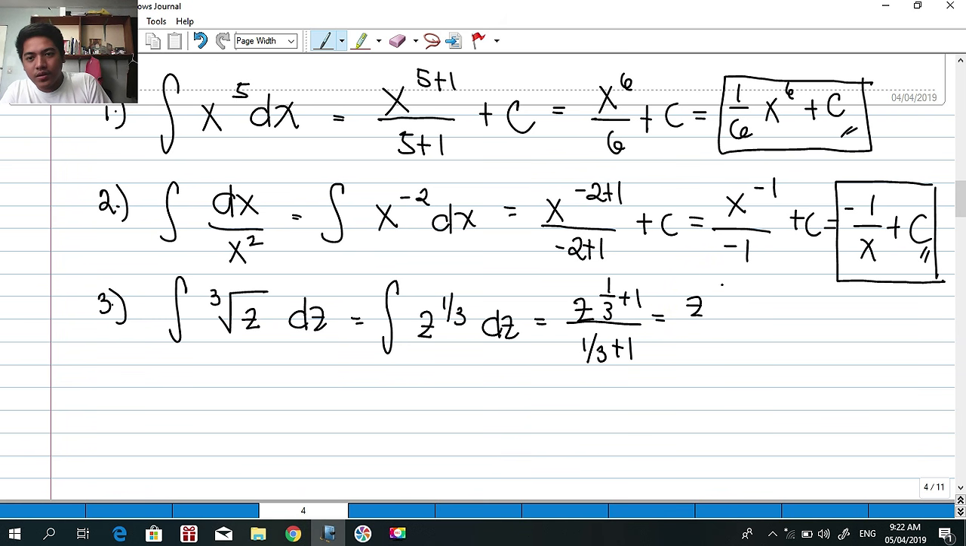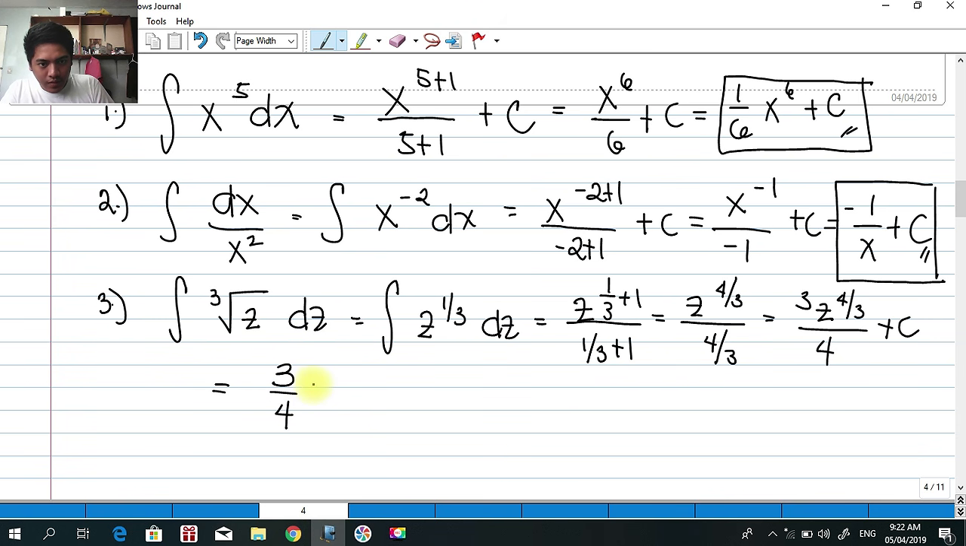So z raised to 4 thirds over 4 thirds. Yeah, 3 times 1 is 3 plus 1, 4 thirds. So, to simplify this, taking the reciprocal, we have 3z raised to 4 thirds over 4. So, plus c, don't forget, or in other words, we have 3 fourths of z raised to 4 thirds plus c.